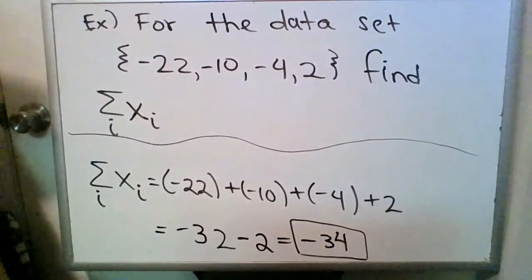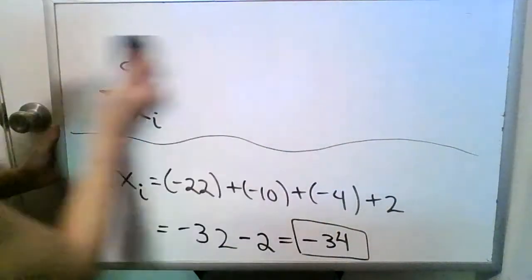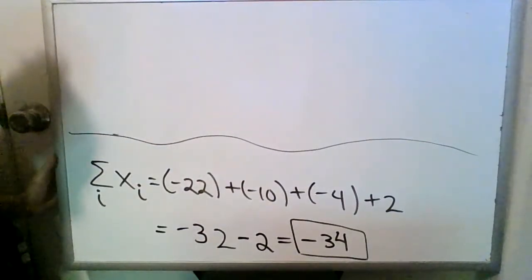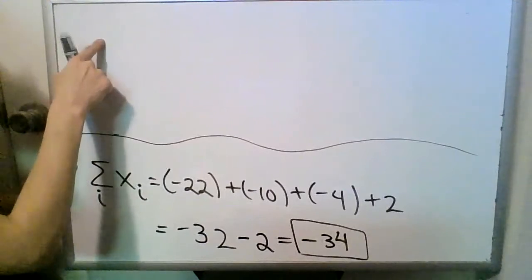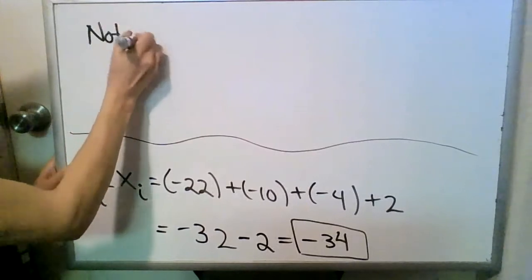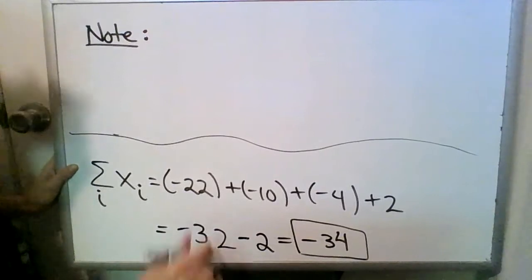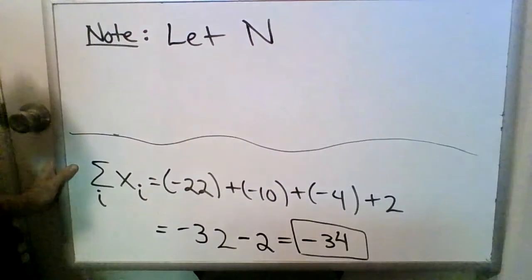Okay, so before, when we had the other notation, there was that capital N. And I just want to restate what capital N represents. So let capital N denote the total number of values in a data set.